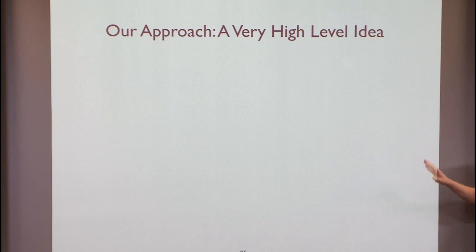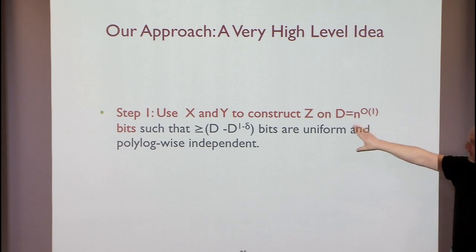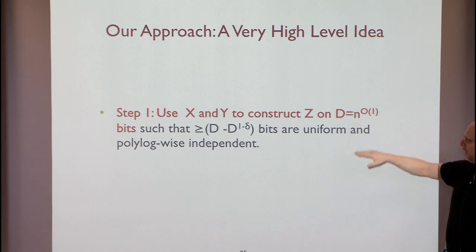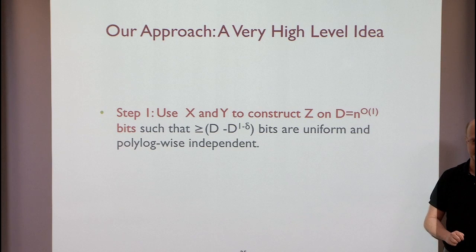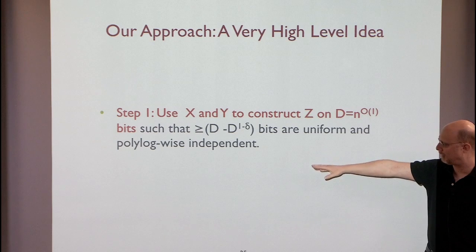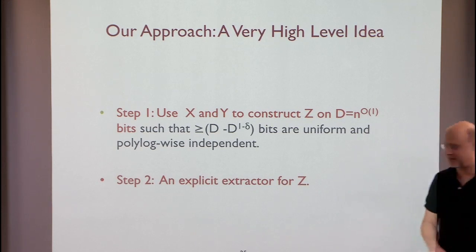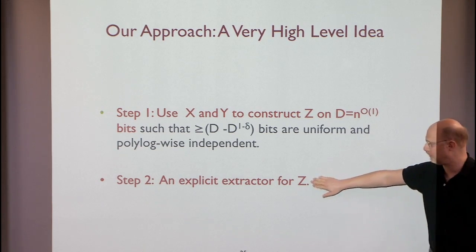But our approach is related to this. The first step of our approach is to use our two sources to construct a string z on a polynomial number of bits such that almost all of the bits are uniform and polylog-wise independent. So we're going to do something almost like what you just saw. And our second step will be an explicit extractor for z. And this will be something like a resilient function.